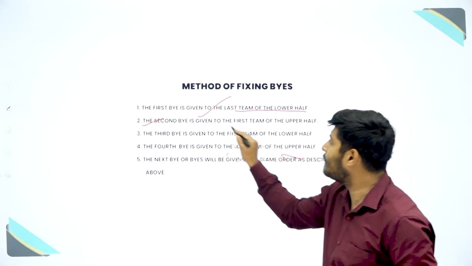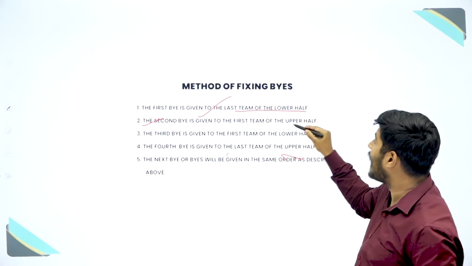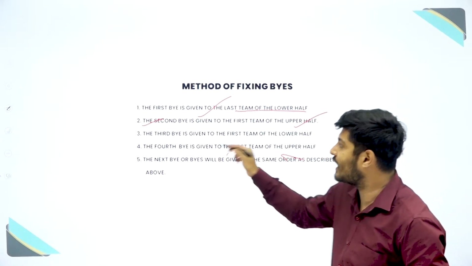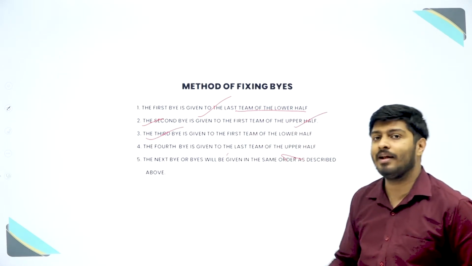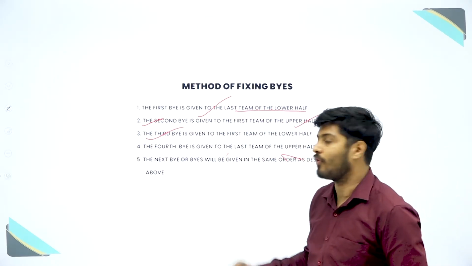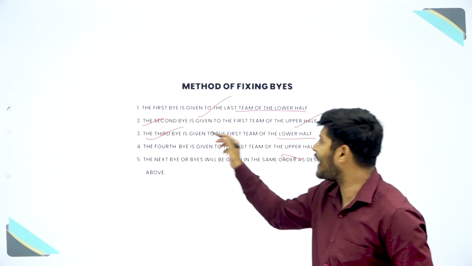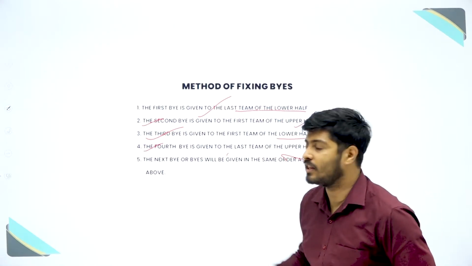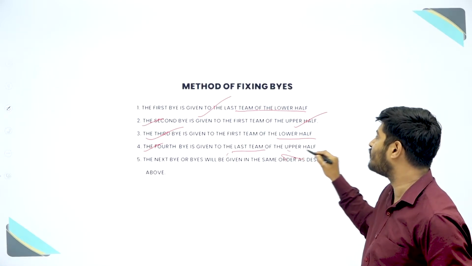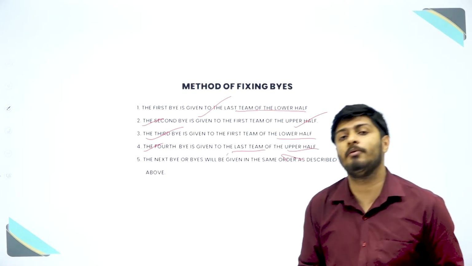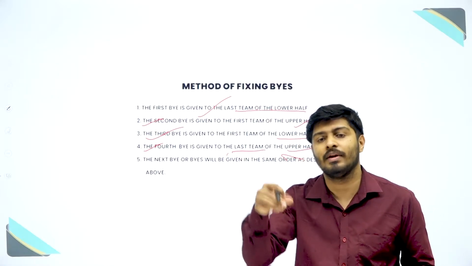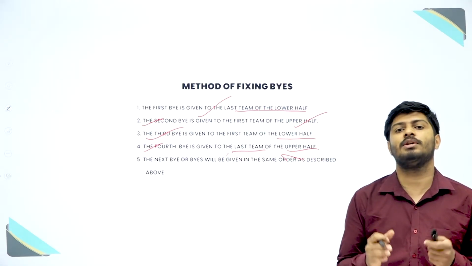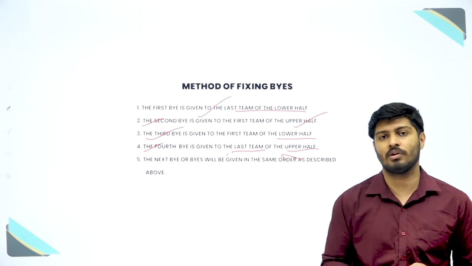The second rule is, the second bye is given to the first team of the upper half. Then the third rule is, the third bye is given to the first team of the lower half. Then finally, you have the fourth bye. The fourth bye is given to the last team of the upper half. So that's the pattern that will be followed when you denote the byes that you have in your fixture. Okay, so these are the rules. I hope you took it down, and if you haven't, I'll ask you to pause this video here and write all these things down.